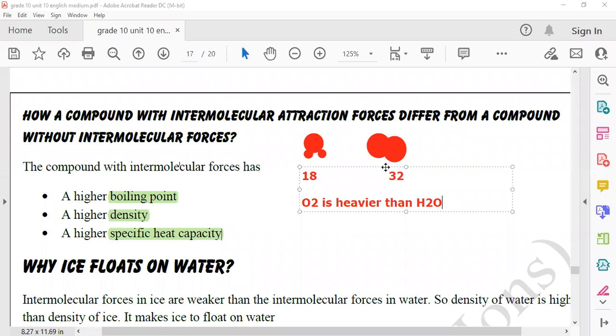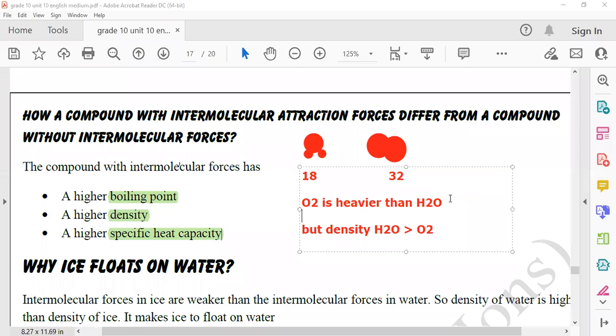In O2, intermolecular forces are absent. Understood? Individually, if you take, who is heavier? O2. But 1 liter O2 gas and 1 liter water, if you take, who is heavier? H2O.